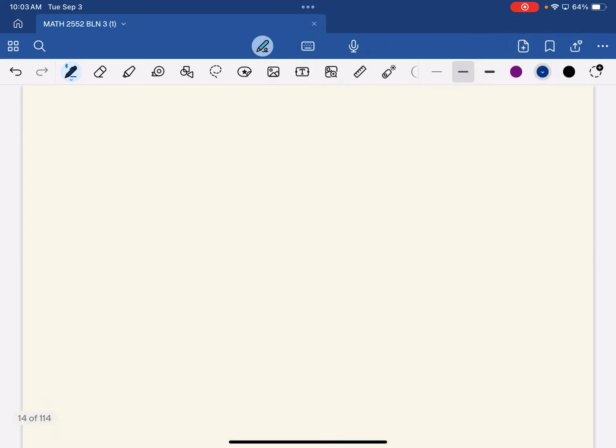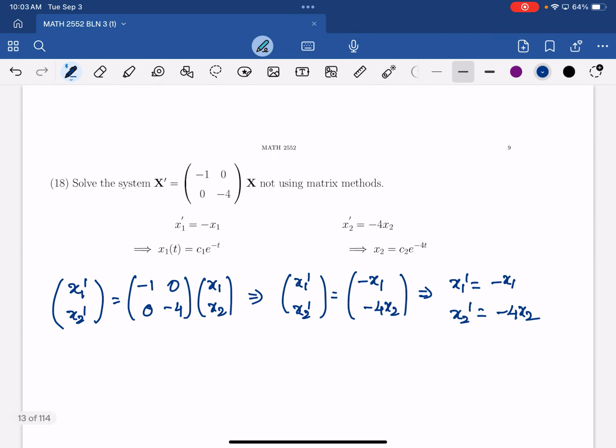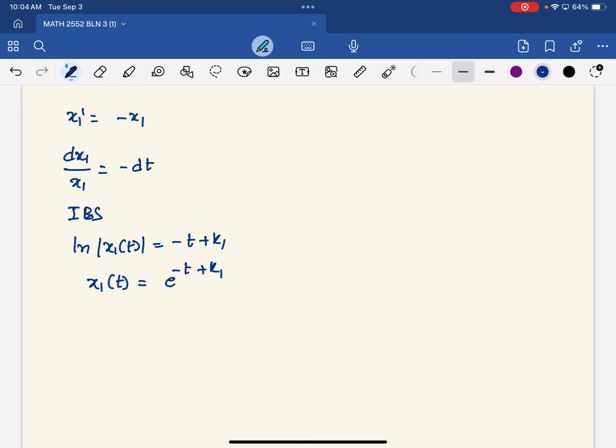I'm going to say x1 prime is going to be negative x1. If I make any mistakes, please let me know, because I'm talking loudly and writing, so I'm prone to making mistakes. Then that gives me negative dt, integrating both sides. Then I get natural log of absolute value of x1 is going to be negative t plus k1. Raise it to the e, write it in the explicit form. That's going to be e to the negative t plus k1. So x1 of t is going to be e to the negative t times e to the k1, so x1 of t is going to be c1 e to the negative t.